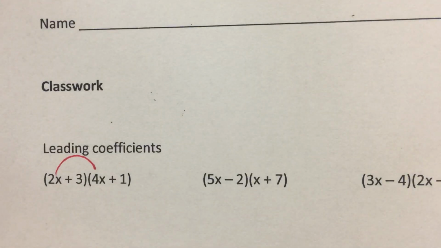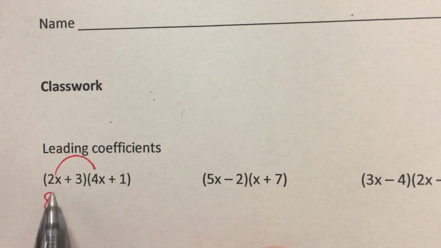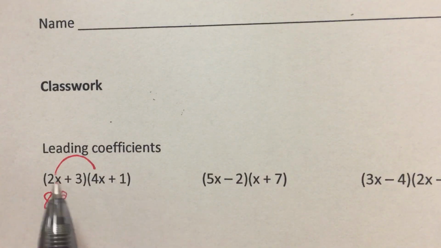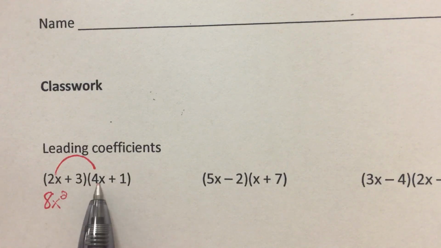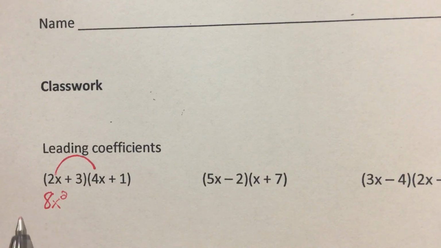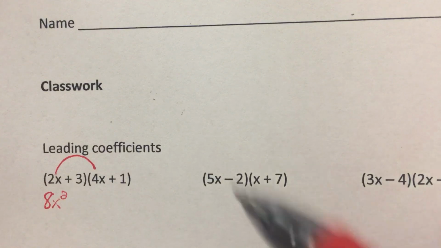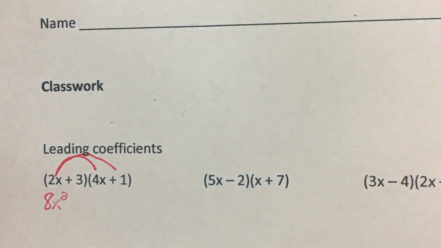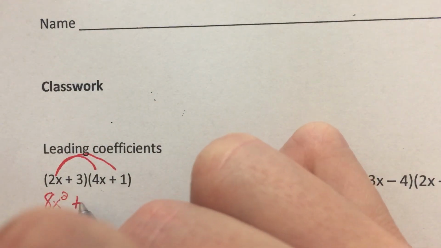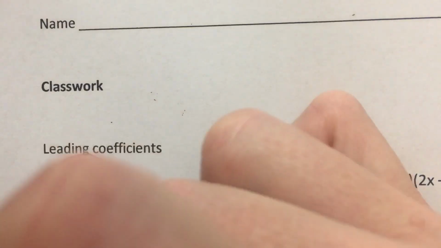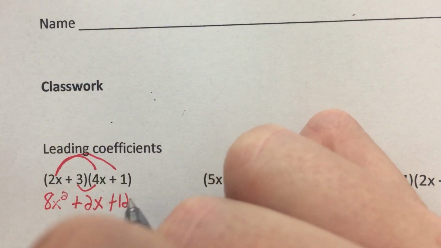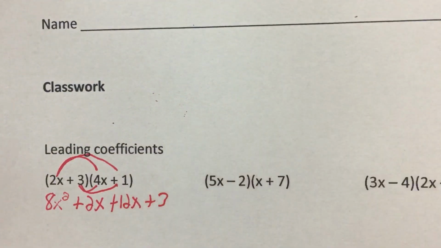You still have to multiply the first terms, but 2 times 4 would give you an 8, and this x is still x squared. The most common mistake I see is that students think 2x times 4x is 8x. It isn't. It's 8x to the second power. 2x times a positive 1 is a positive 2x. 3 times 4x is a positive 12x. And 3 times 1 is 3.